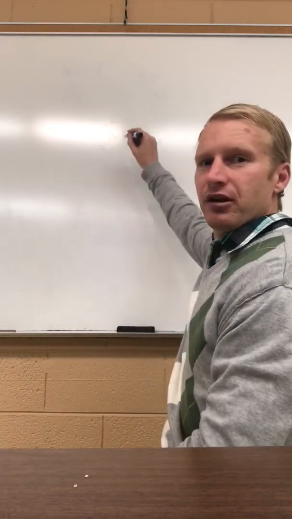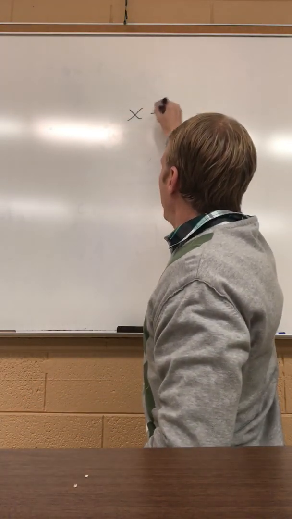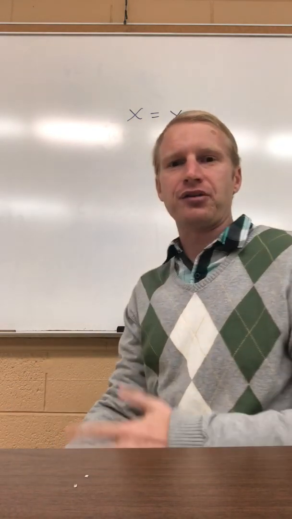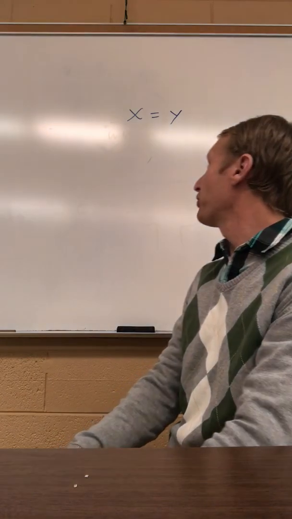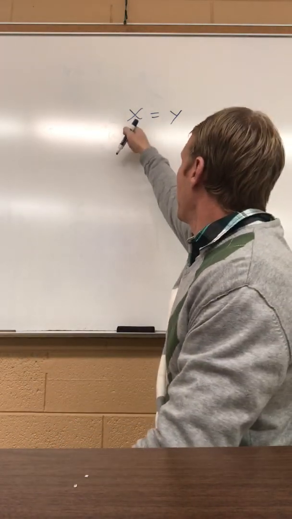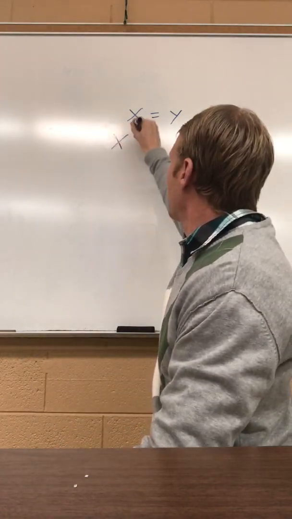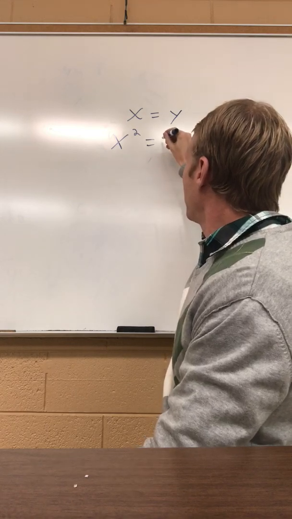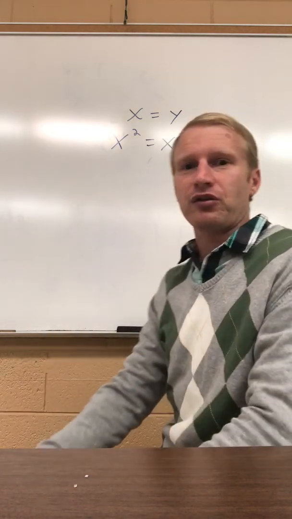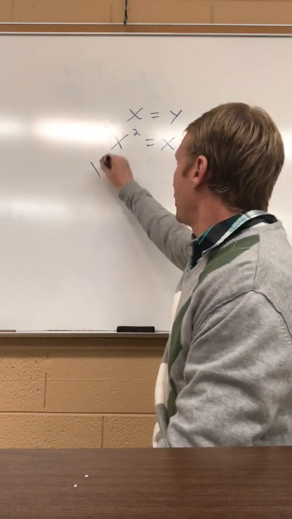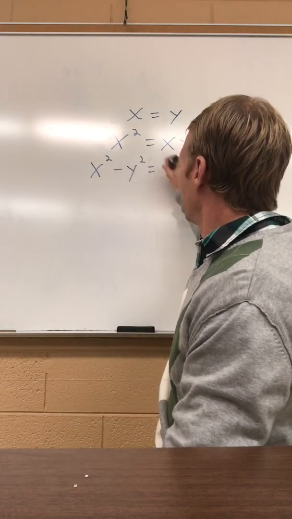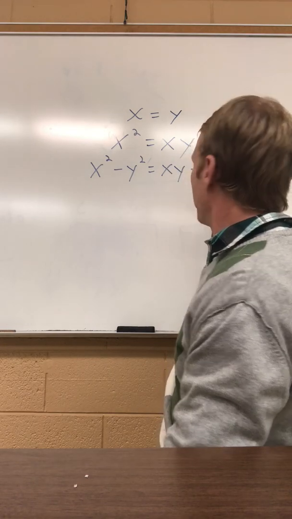We begin by setting x equal to y, which I can do, no problem. Then we multiply both sides by x. Multiplying the left side by x, you get x times x, which is x squared. Multiplying the right side by x, you get x times y, which is xy. Then we subtract y squared from both sides, so now we get x squared minus y squared equals xy minus y squared.